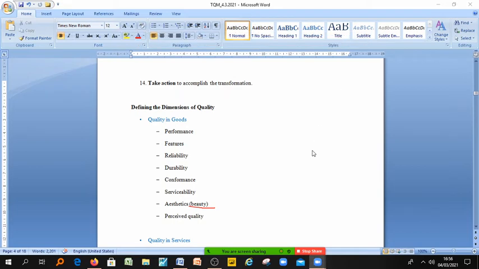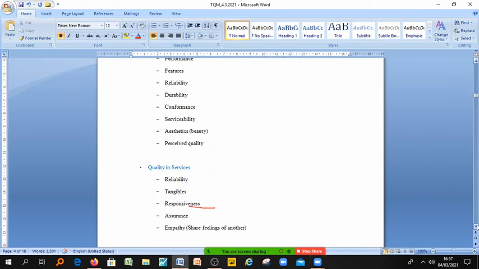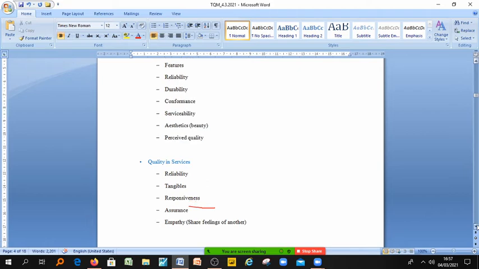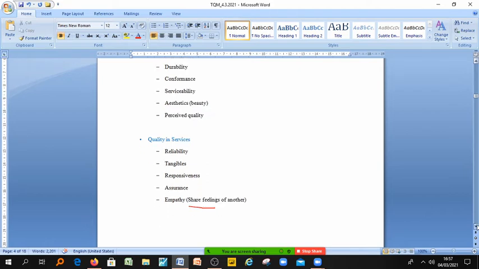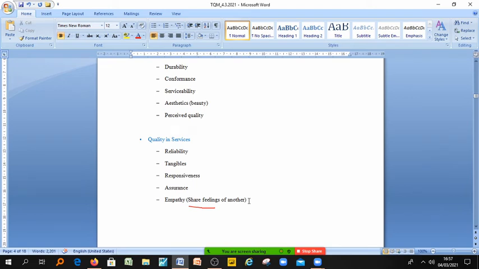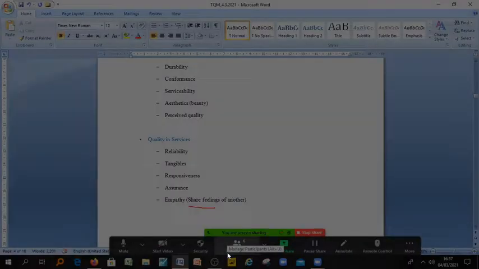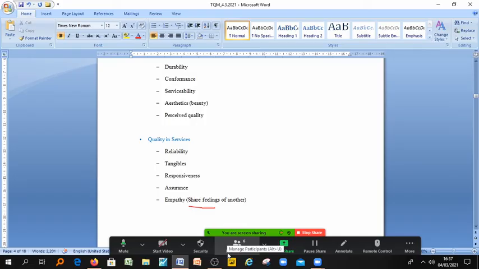Perceived quality. Then that was quality in the perspective for goods, in the dimension of goods. So let's look at quality in services. Dimensions of quality in services. So quality in terms of services can also be measured in terms of reliability.